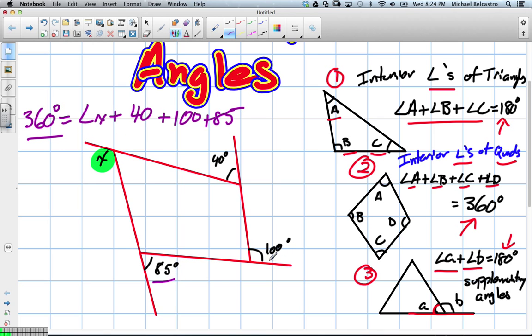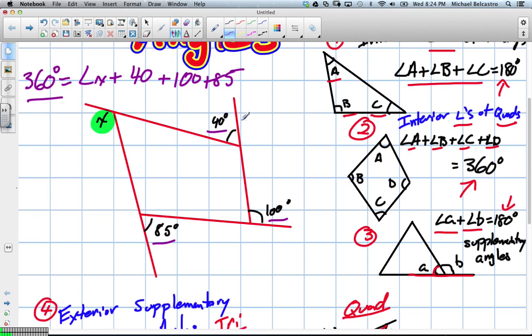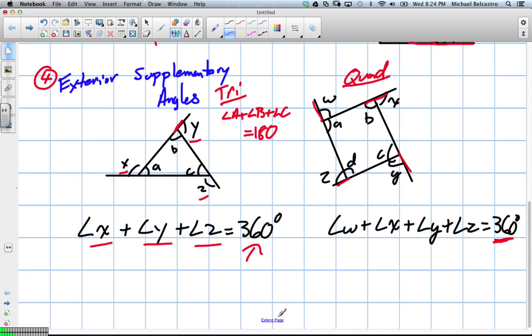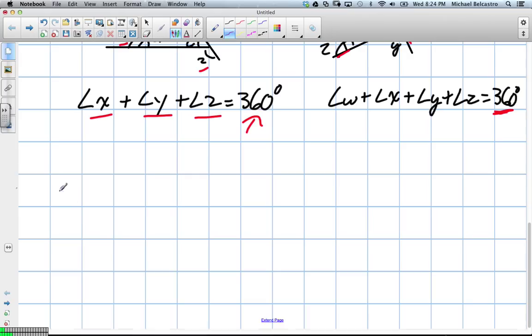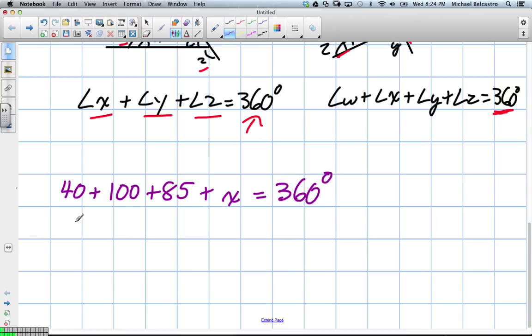I just took these angles here, so let's move that down to the bottom so we can solve it away from all of this and use our algebra. The angles were 40 degrees, 100 degrees, 85 degrees, and the unknown, which we'll call x, and they all add up to 360. Let's collect our like terms. When we use a calculator and add these together, we get 225. So 225 plus x equals 360. We have to bring the 225 over.